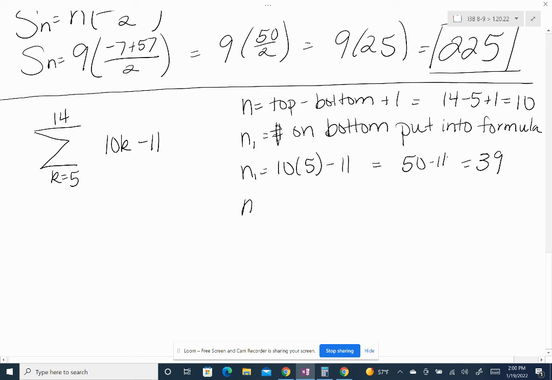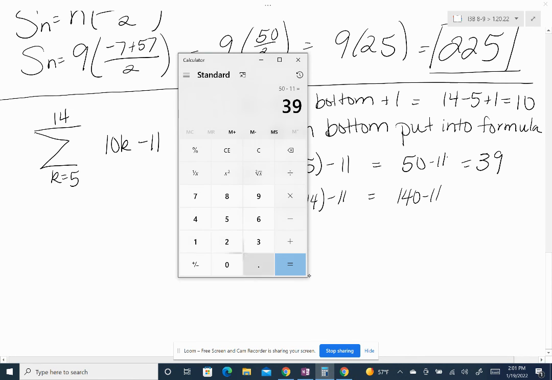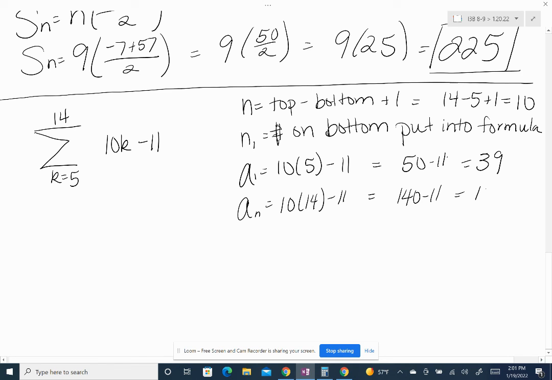And AN is going to be replacing this in here with 14. So it's going to be 10 times 14 minus 11. So it's going to be 140 minus 11. That's going to give me 129.